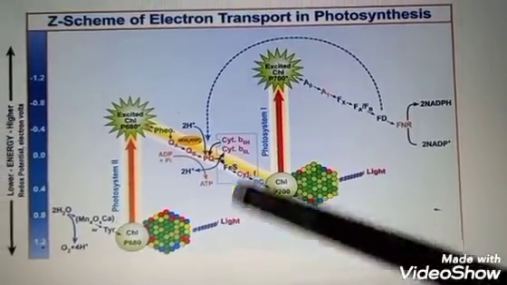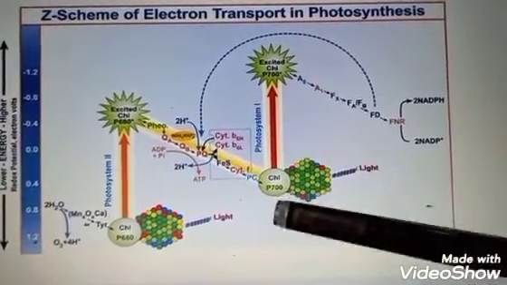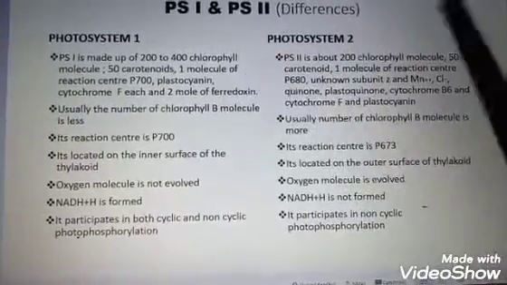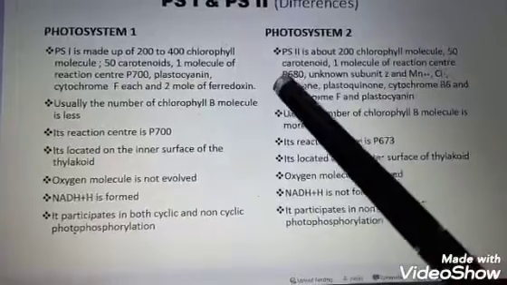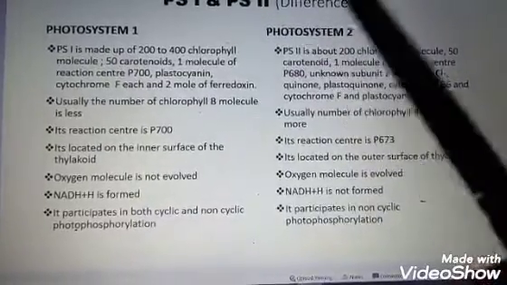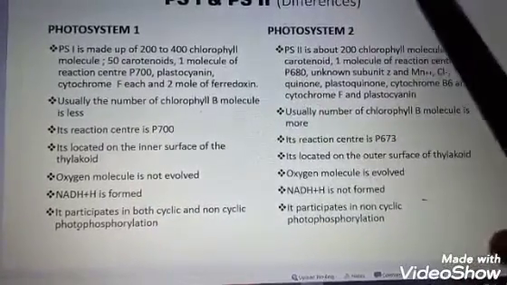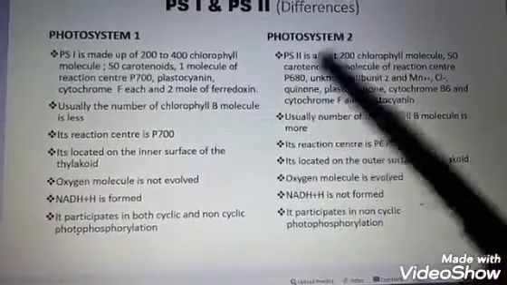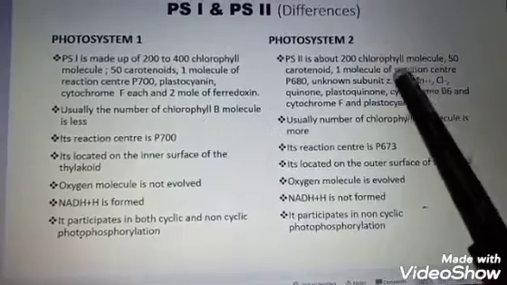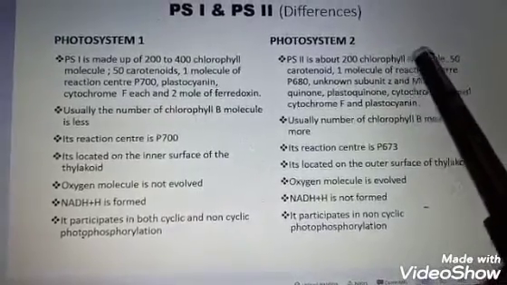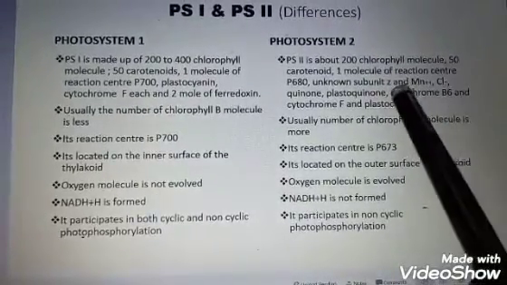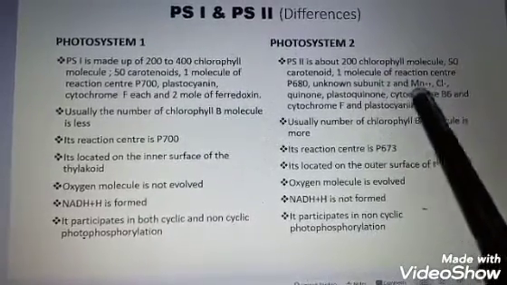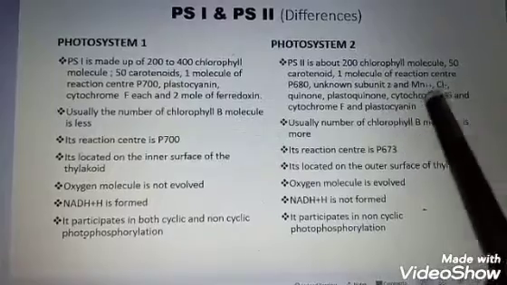Next is the difference between photosystem 1 and photosystem 2. Photosystem 1 has more chlorophyll molecules, 200 to 450, carotenoid, one molecule of reaction center P700, plastocyanin, cytochrome F, and 2 molecules of ferredoxin. Whereas photosystem 2 has 200 chlorophyll molecules, 50 carotenoid, one molecule of reaction center P680, unknown substance Z, manganese, chlorine, quinone, plastoquinone, cytochrome B6, cytochrome F, and plastocyanin.